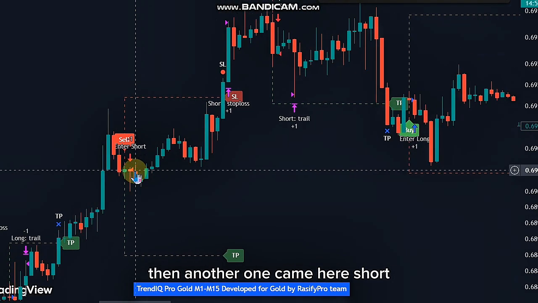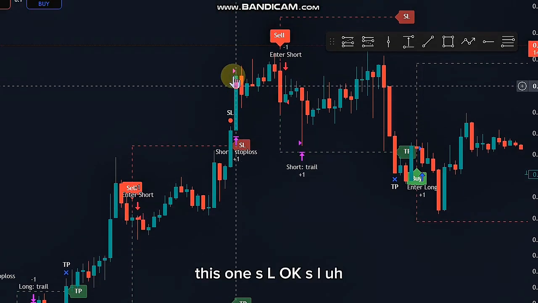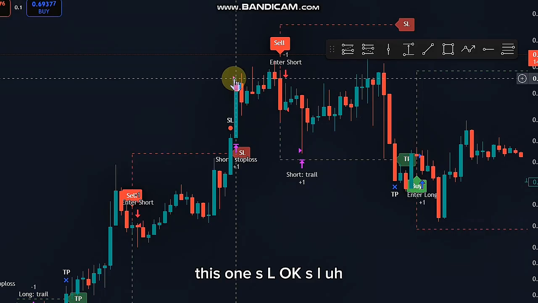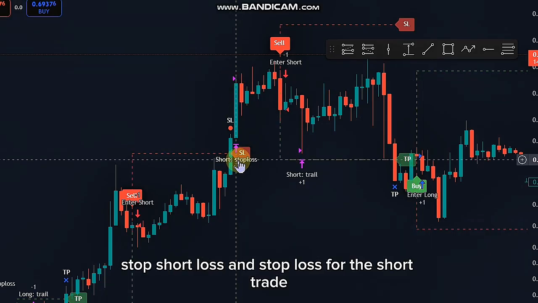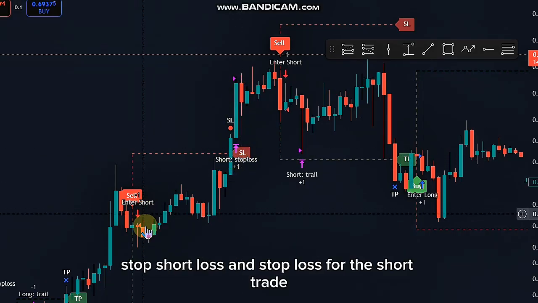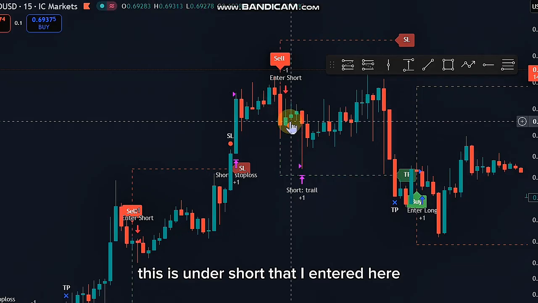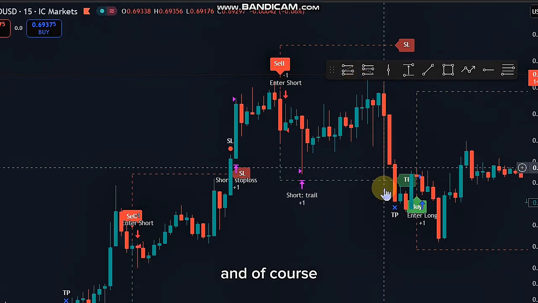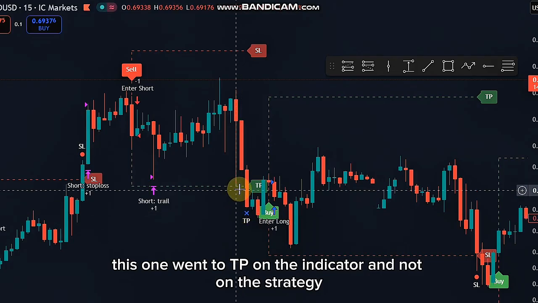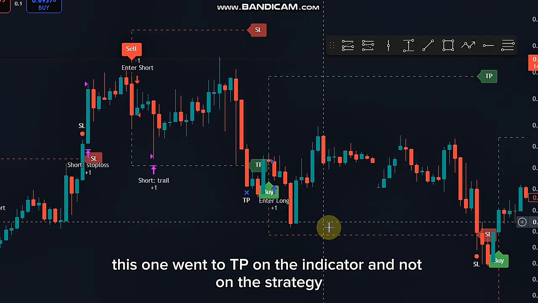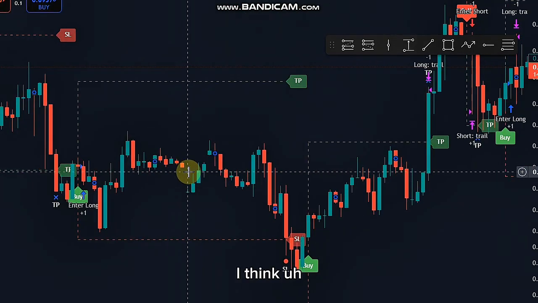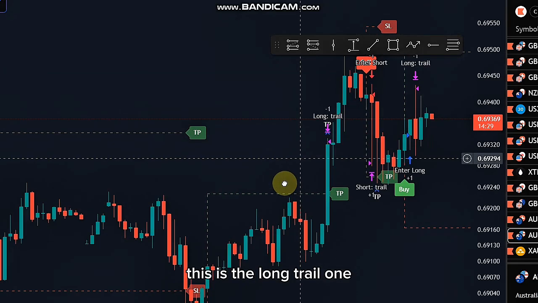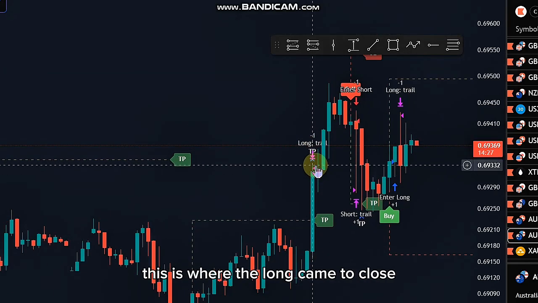Then another one came here, short. This one SL. Okay, SL. Stop short low and stop loss for the short trade. This is another short that entered here. It trailed here, which means that it protected the account here. And of course, this one went to TP on the indicator and not on the strategy. All right, long here. I think this is the long trail one. So this is where the long came to close.